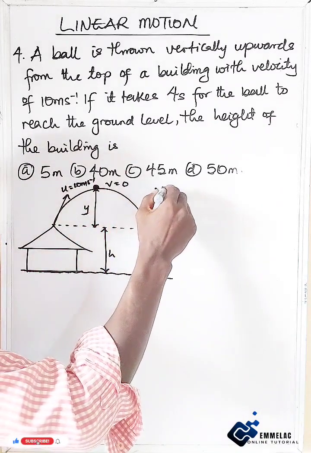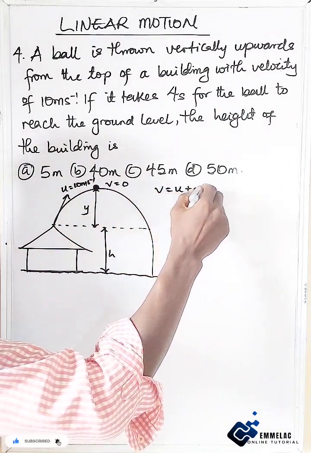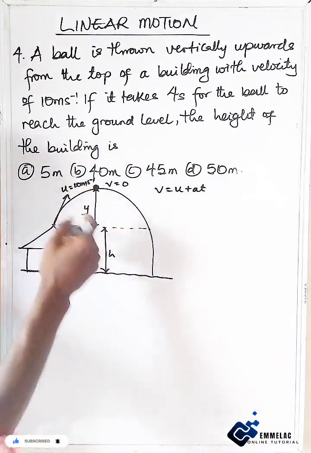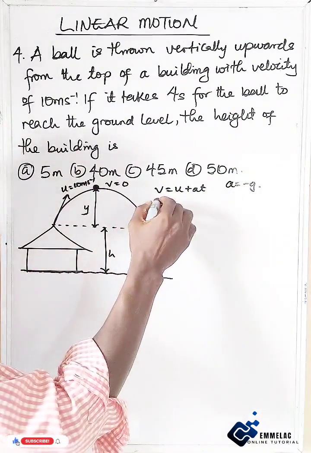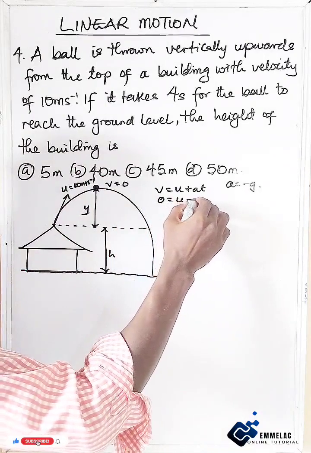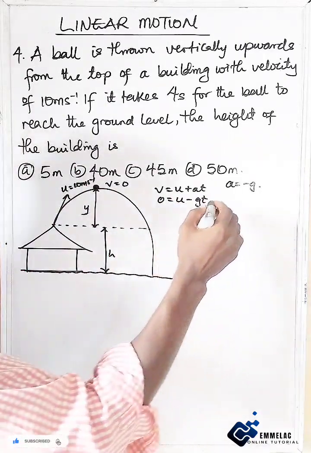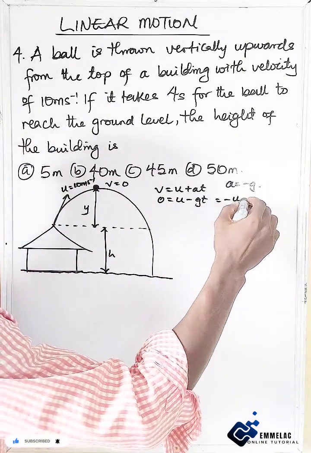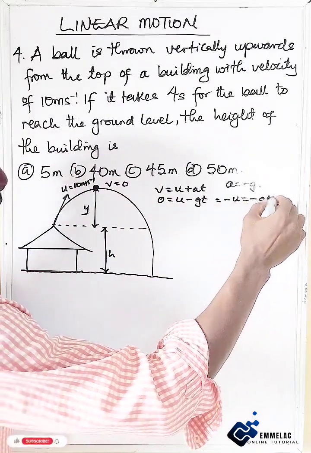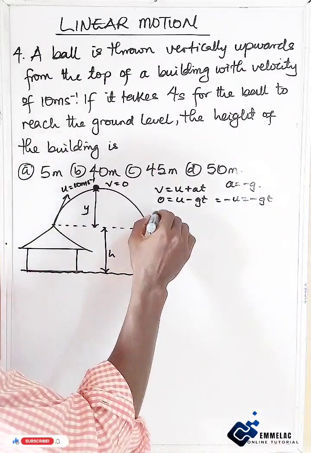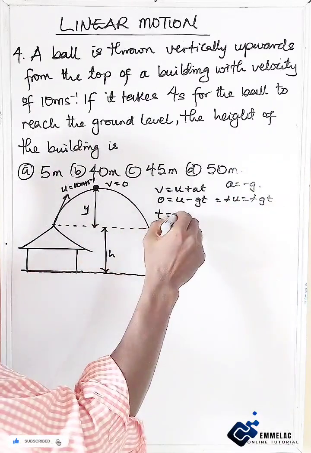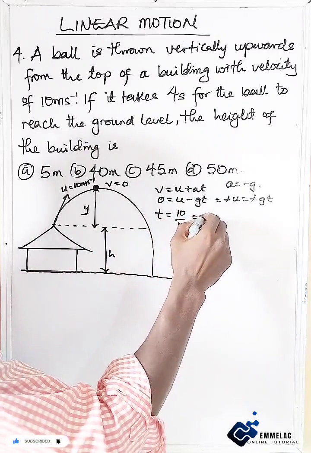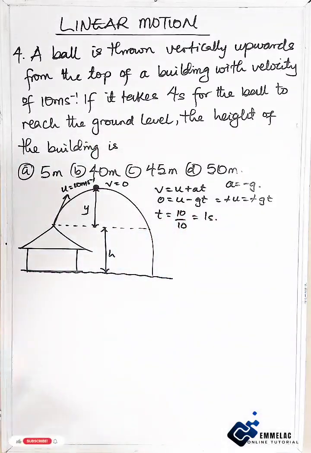Now using this formula that v equals to u plus at, and take note that since it is vertical, our a equals negative g. So to that end, here we have 0 equals u minus g then t. So at the end of the day, we have negative u equals negative gt. So t here would then be u, 10, all over 10, which is what? 1 second. So which means the time taken for the ball to reach here is 1 second.